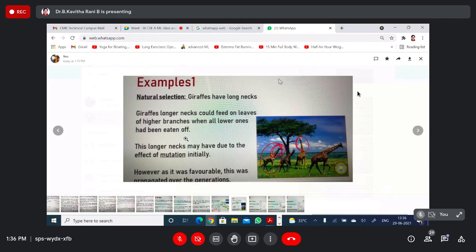So here, if you take the example of a giraffe, it has two advantages. It can raise its neck to reach height and eat easily. And the neck is longer, and it is difficult for predators like lions and tigers to catch and kill them.